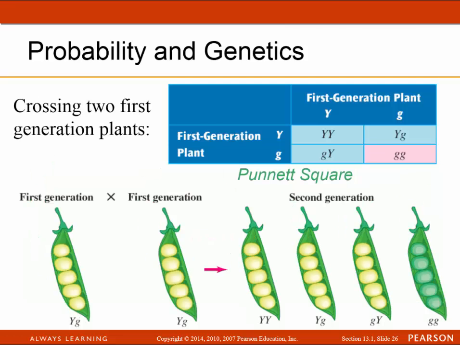Now, crossing 2 first generation plants, so we have 2 first generation plants. So here we have what we call a Punnett square. We have the first generation on the left hand side, and the first generation up on the top. So we do Yg, Yg. Then we have YY, Yg, gY, and then gg. So the first generation times the first generation will give us the 4 possibilities, which is YY, Yg, gY, and then gg.